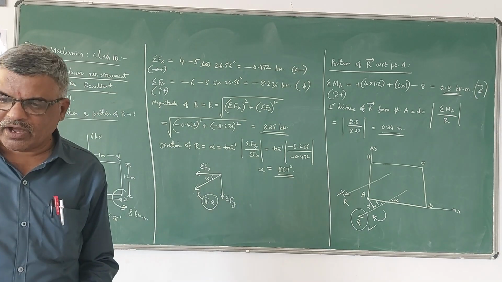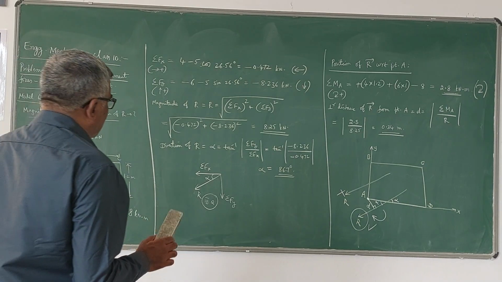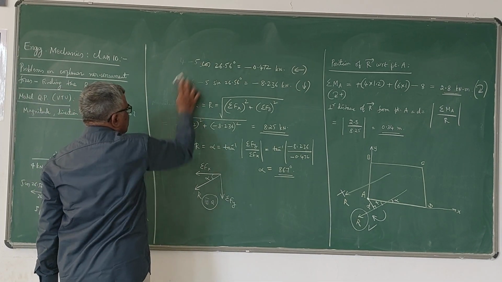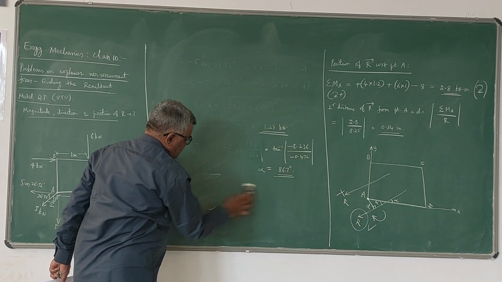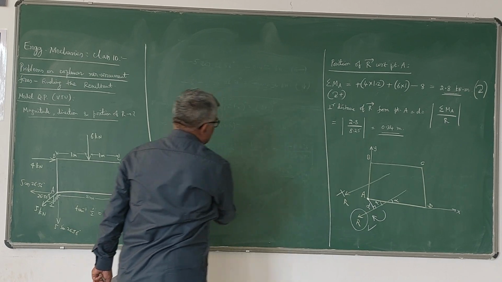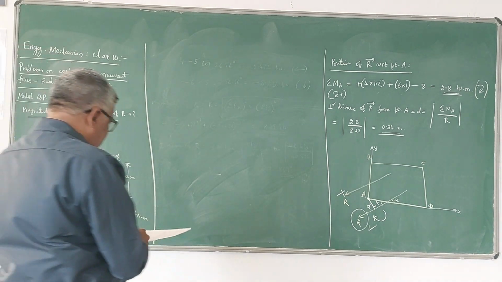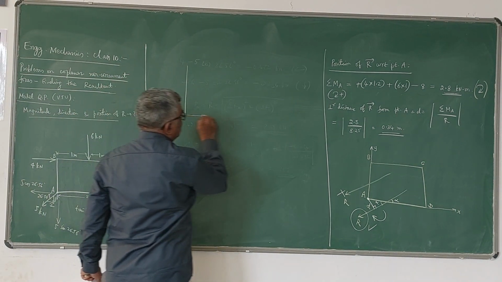Now one more thing which I may ask: what about the x-intercept and y-intercept of the resultant? Sometimes they will ask you to find the x-intercept and y-intercept of the resultant force with respect to the point A. So now I will tell you how to find that. Once you decide in which direction and in which position the resultant acts.